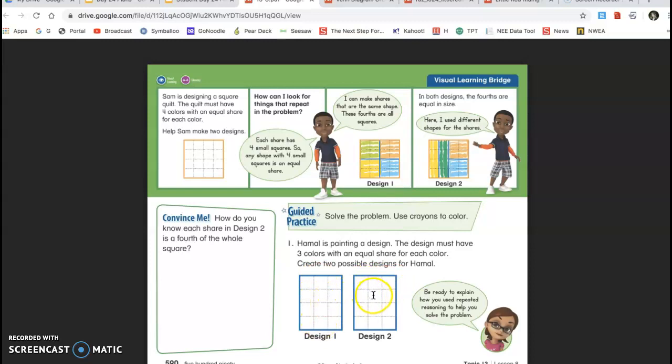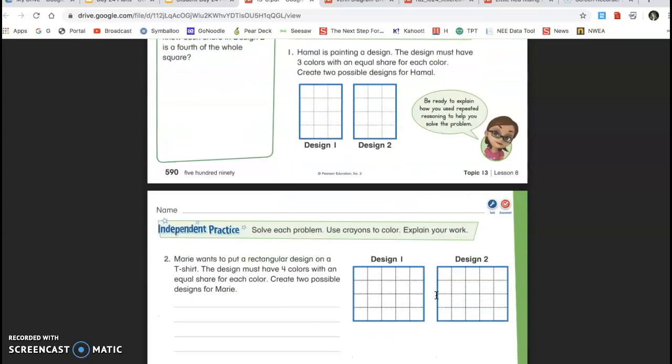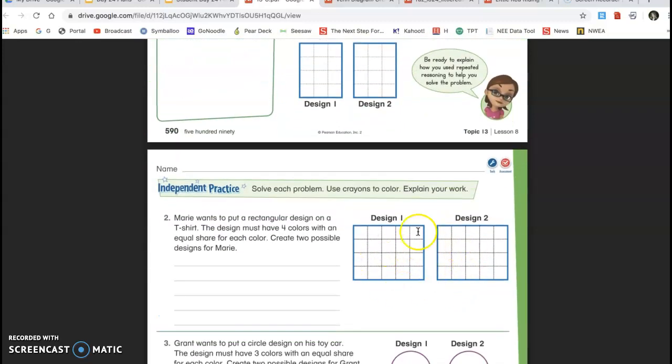So starting here, I have 1, 2, 3, 4 that will be yellow. And then for orange, same thing, I need 4. So I'm filling in my last 4. 1, 2, 3, 4 will be orange, and they will have equal shares of the same color. Okay? If this is still a little tricky, maybe ask Mom and Dad for some help, but then you can come down here and do the same thing on your own.